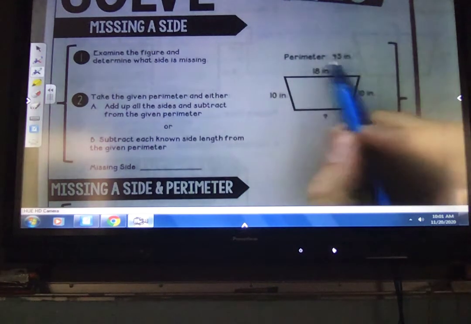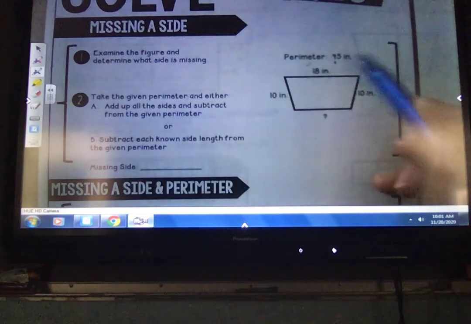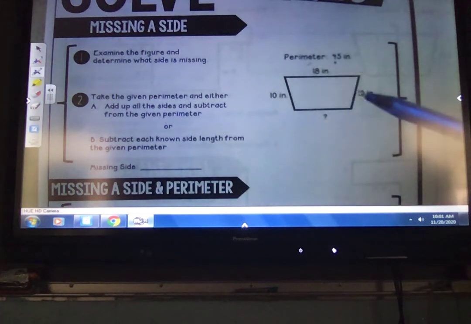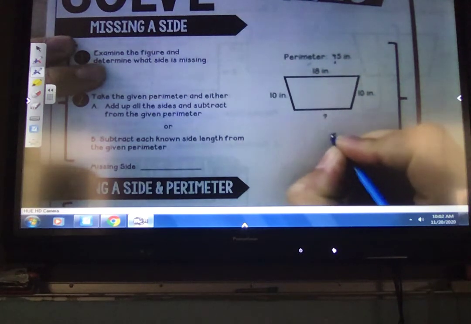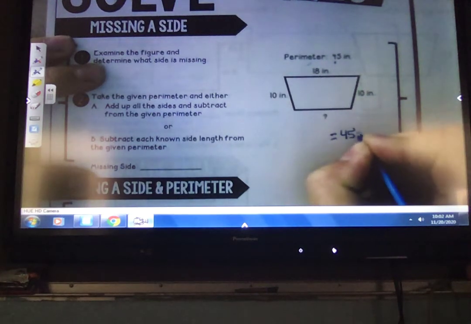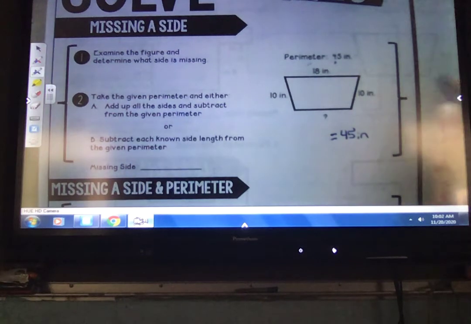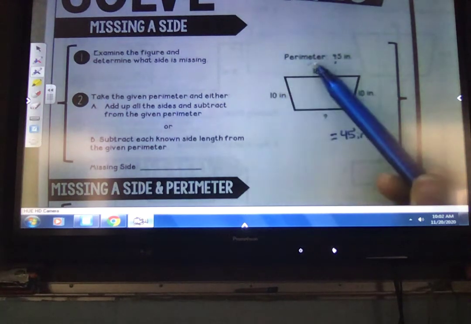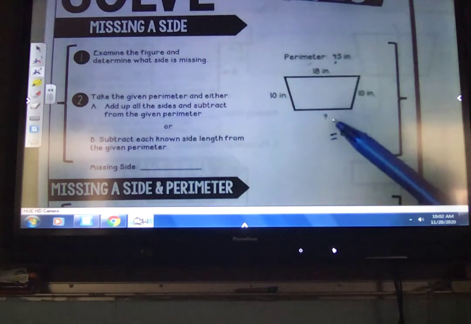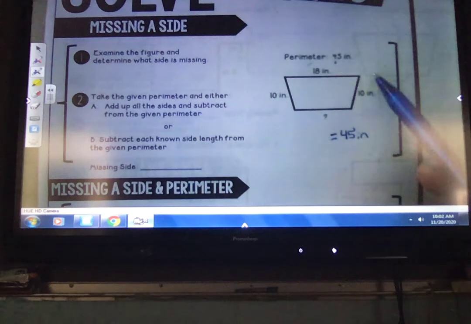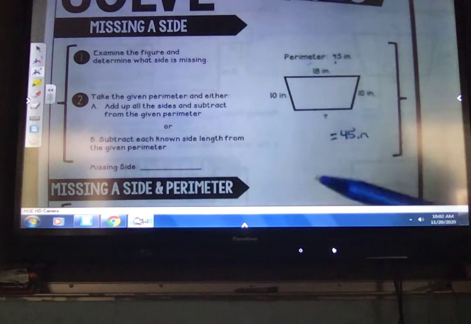They tell us that the perimeter is 45 inches. That means that if I were to walk all the way around this shape, it would equal 45. So I'm going to go ahead and write that down. This shape equals 45 inches. Okay? Also, they tell me what 3 of the 4 sides are. Now, I can't use these sides to get this missing number because on a trapezoid, the sides do not match. All the sides are not going to match.